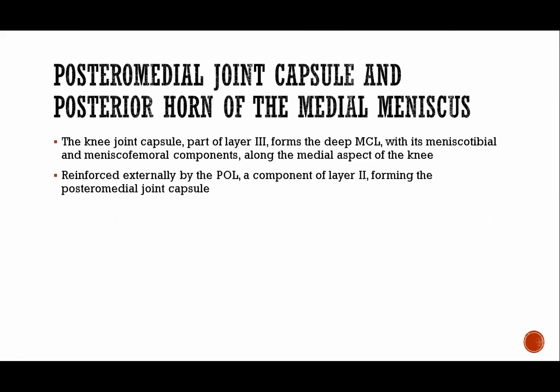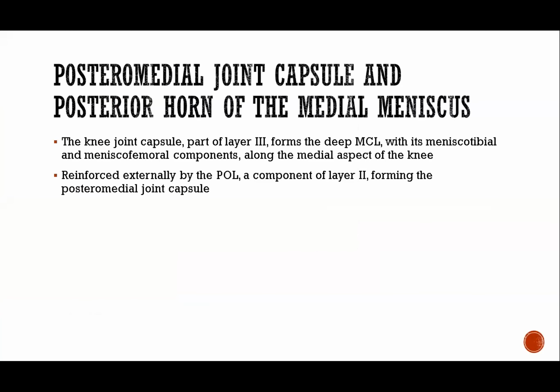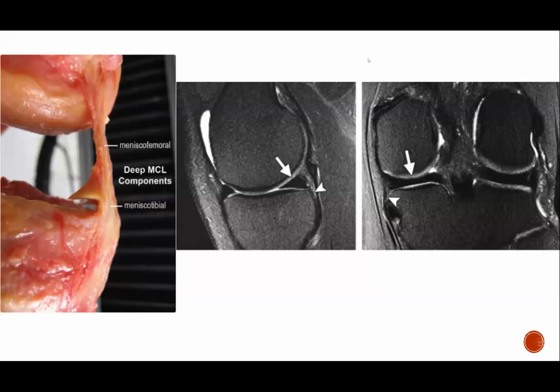The fourth and fifth structures are the posteromedial joint capsule and the posterior horn of the medial meniscus. It forms part of layer 3 along with the deep MCL with its meniscotibial and meniscofemoral components. It is reinforced externally by the POL, which is a component of layer 3, forming the posteromedial joint capsule. So this is layer 3 with the deep MCL and its components, the meniscotibial portion of the deep MCL.